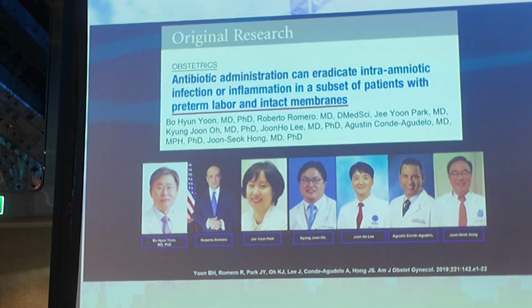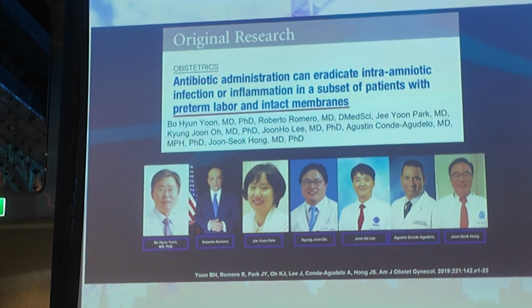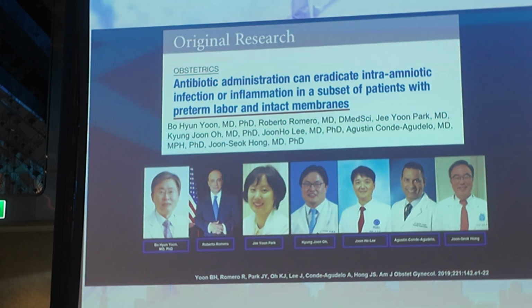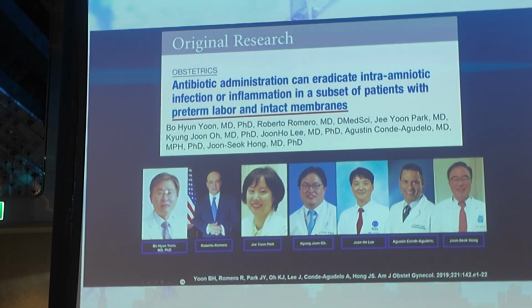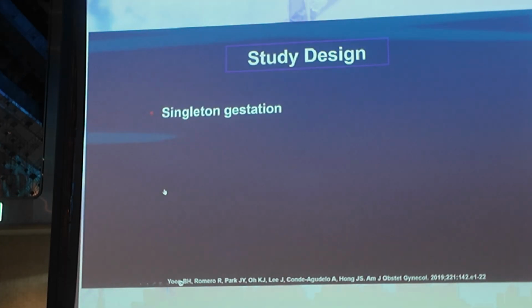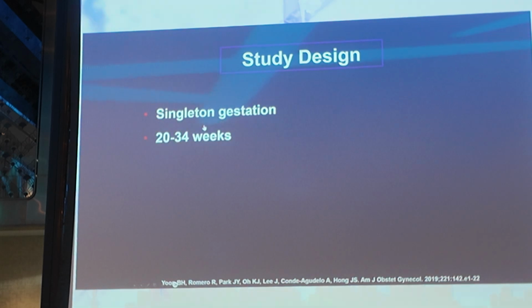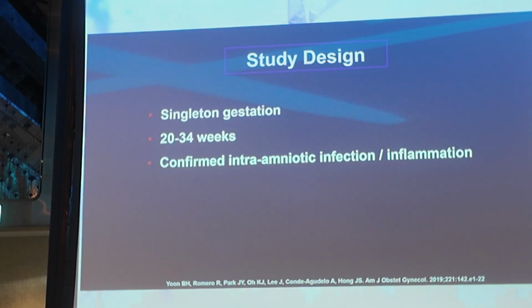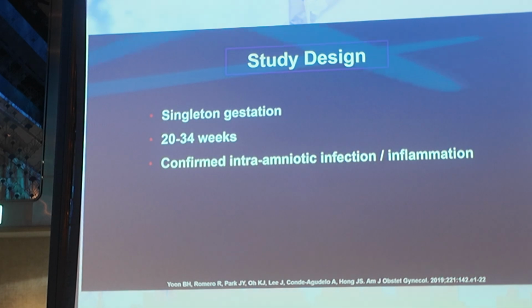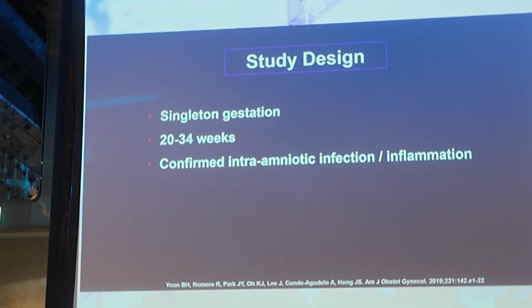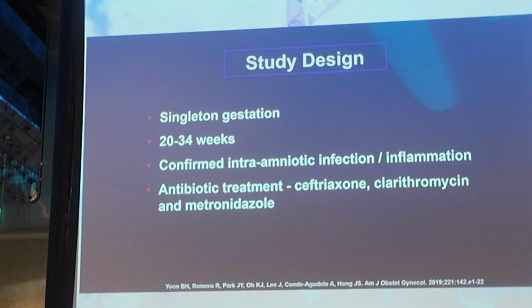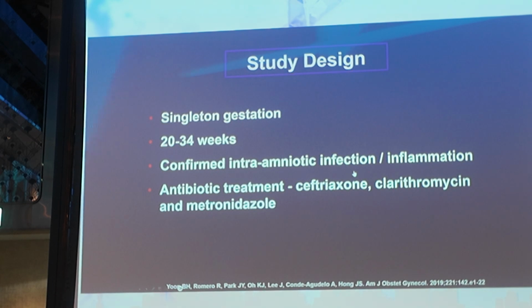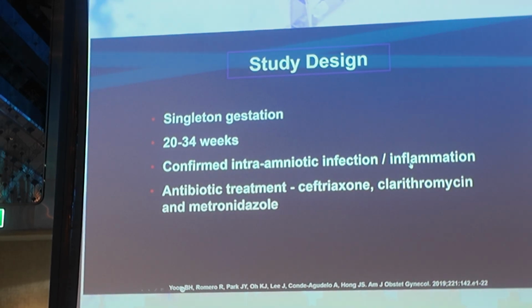The first study took 20 years to do, and was done at Seoul National University under the leadership of Dr. Yu. This is a study of singleton gestations between 20 and 24 weeks of gestation. Patients presented with premature labor. Amniocentesis was done to diagnose intra-amniotic infection or inflammation.